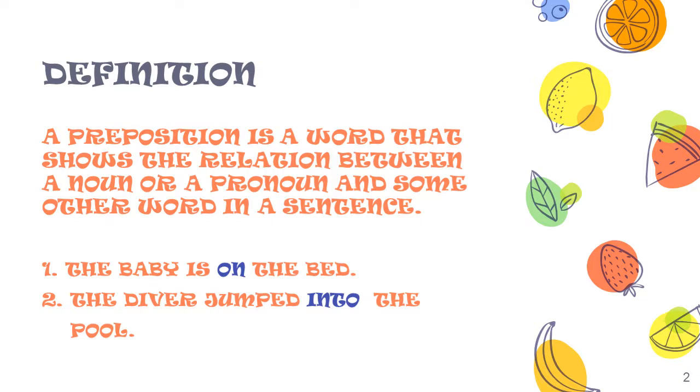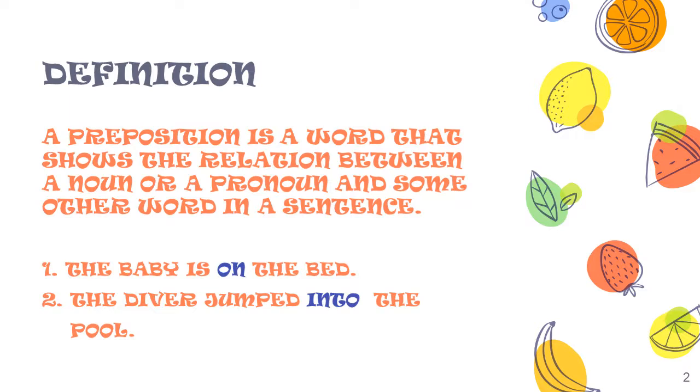A preposition is a word that shows the relation between a noun or a pronoun and some other word in a sentence. As it is quite clear from the word preposition, it tells us about the position of a noun, and it can be the position of a pronoun also, and maybe some other word. So a preposition tells us about the position of a noun, pronoun or some other word in a sentence.